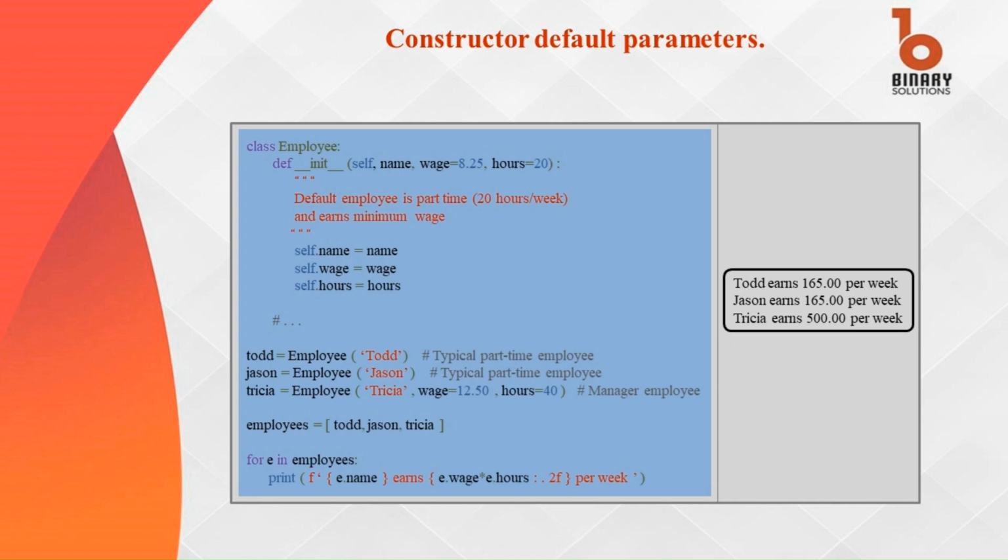The output confirms that Todd and Jason earn $165.00 per week, 8.25 multiply 20, while Trisha earns $500.00 per week, 12.50 multiply 40. This approach simplifies object creation while allowing flexibility for customization when needed.